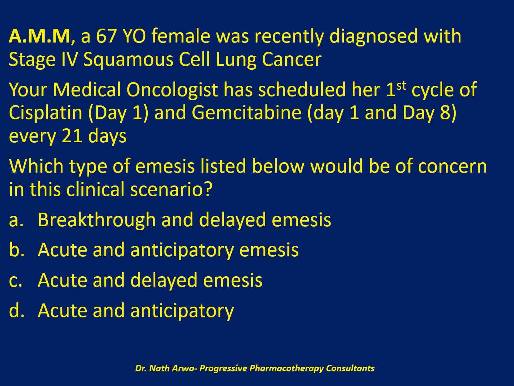And it reads, Mrs. AMM, a 67-year-old female, was recently diagnosed with stage 4 squamous cell lung cancer. Your medical oncologist has scheduled her first cycle of cisplatin day 1 and then gemcitabine days 1 and 8 every 21-day cycle. My question to you is, which type of emesis listed below would be of concern in this clinical scenario? Would it be breakthrough and delayed emesis?